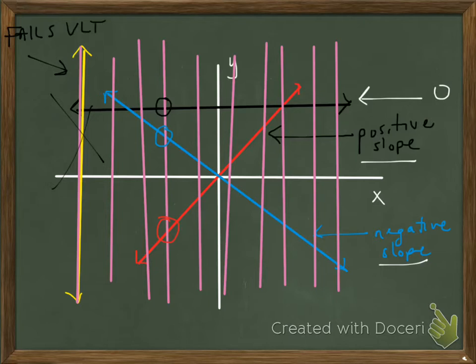A lot of people get that messed up. Just memorize the fact that a vertical line is not a function. If you memorize that fact and that it fails the vertical line test, then you'll be good to go, because a lot of people screw that up.